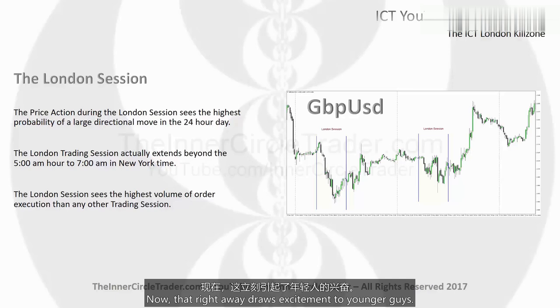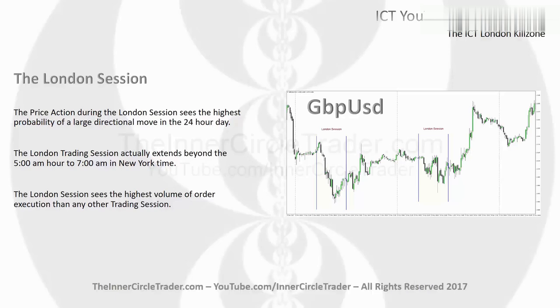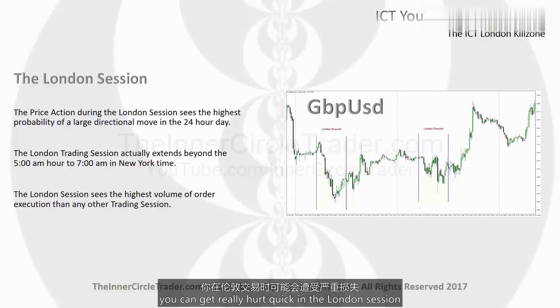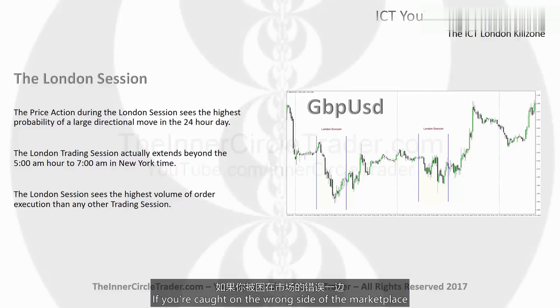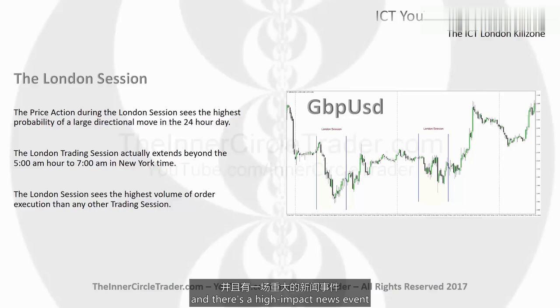Now, that right away draws excitement to younger guys, and if you don't know what you're doing, you can get really hurt quick in the London session, because it can be extremely volatile, and it can be like a lightning bolt. Okay, if you're caught on the wrong side of the marketplace and there's a high impact news event that's out during that time frame, you can get mowed over rather quickly. And if you don't use stop loss orders, that session is going to treat you very cruelly in the form of taking money from you, because London can be extremely one-sided, and once it takes off, it's pretty relentless. It doesn't really give you a chance to get off the hook.